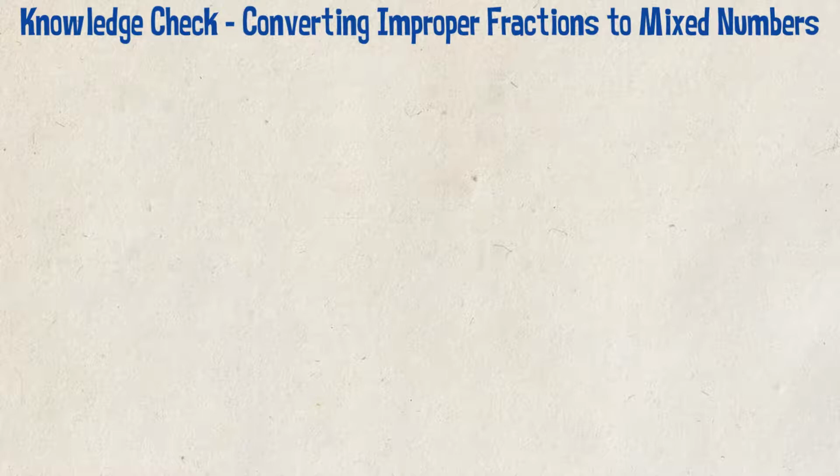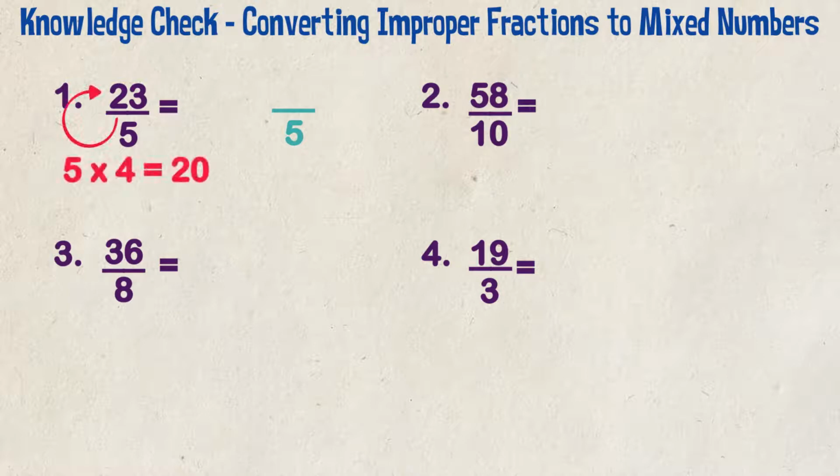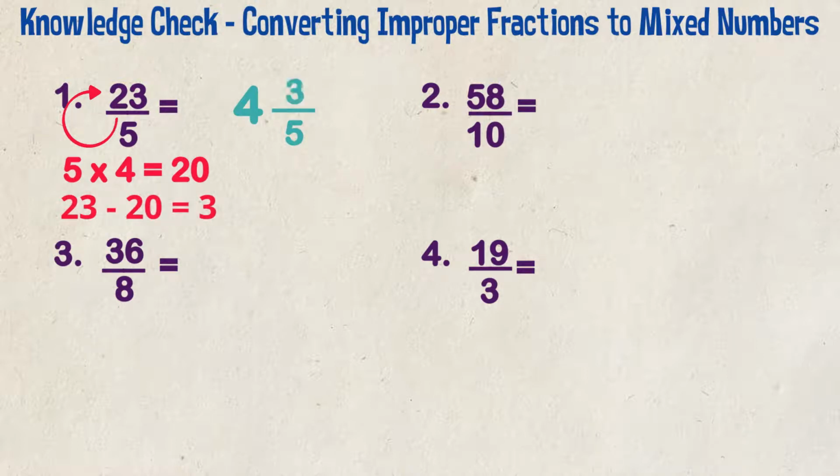Let's get started. Example 1. Convert 23/5 to a mixed number. First, let's write down 5 as our denominator in our proper fraction portion. Next, we divide 5 into 23, and it can go 4 times evenly. 4 becomes our whole number. 5 times 4 is 20, which leaves us with a remainder of 3. We put the remainder of 3 over 5, and our mixed number is 4 3/5.